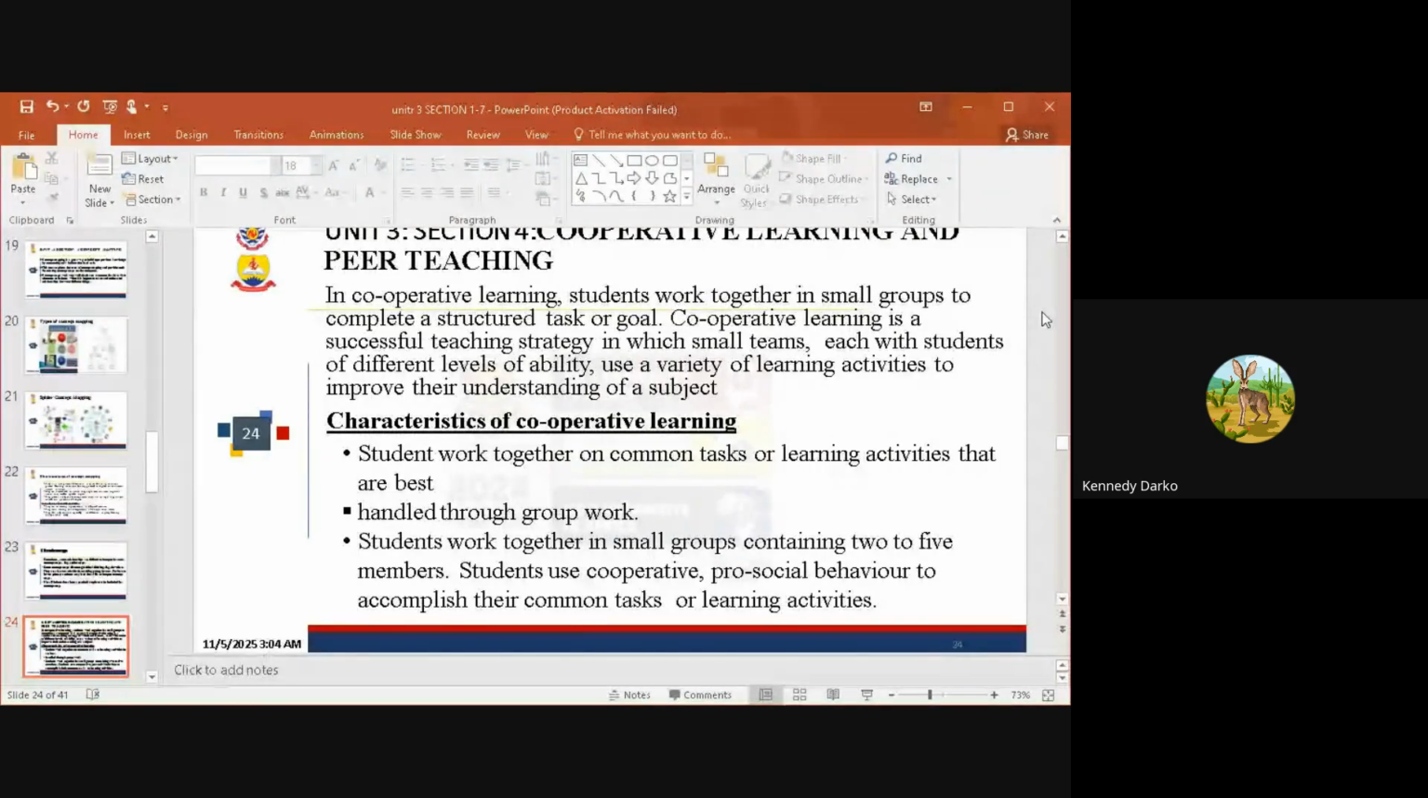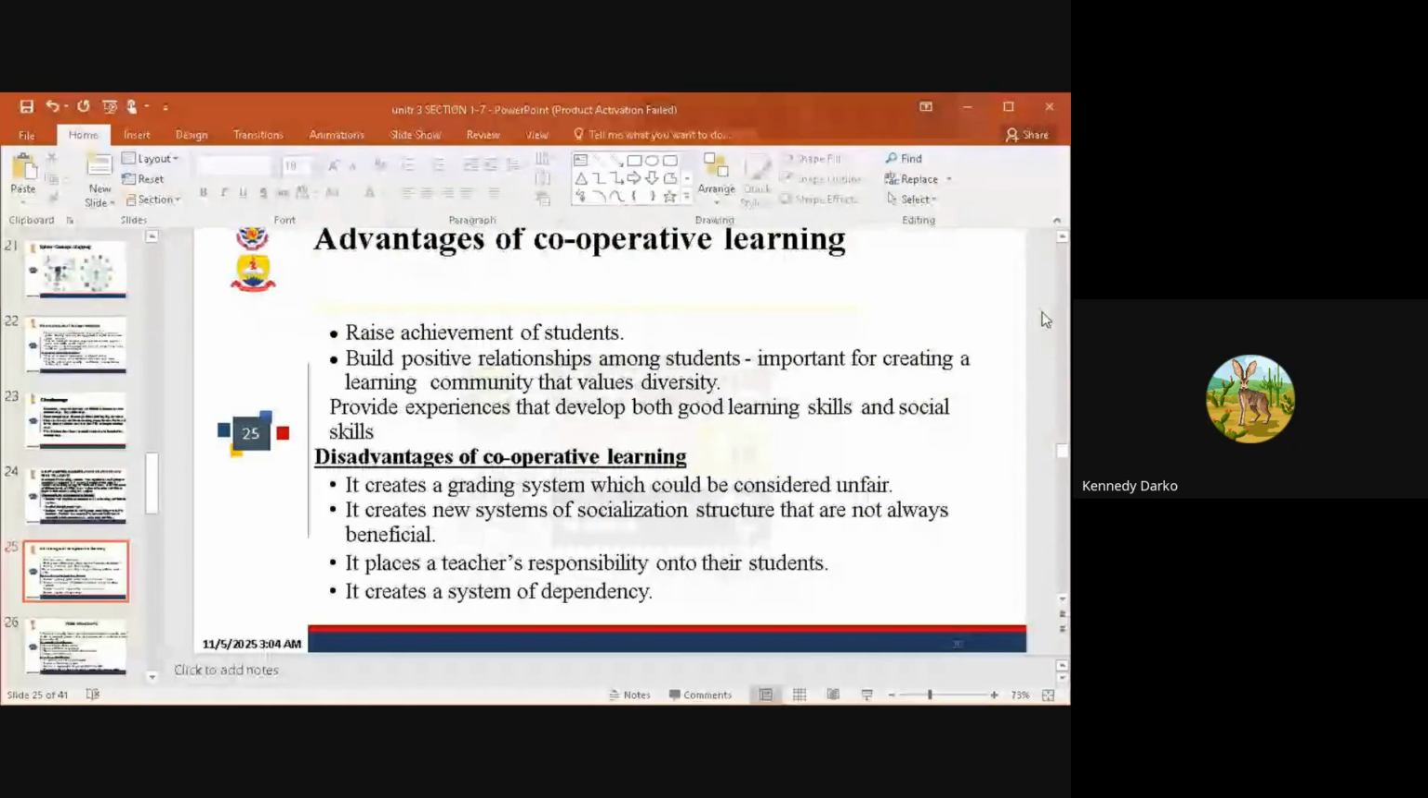So pro-social behavior to accomplish their common task or learning activity. When you are grouping them, do not put them in a group of more than 5. Between 3 and 5 is okay for cooperative learning. Advantages of cooperative learning: it raises achievement of students, builds positive relationships among students, and is important for creating a learning community that values diversity.